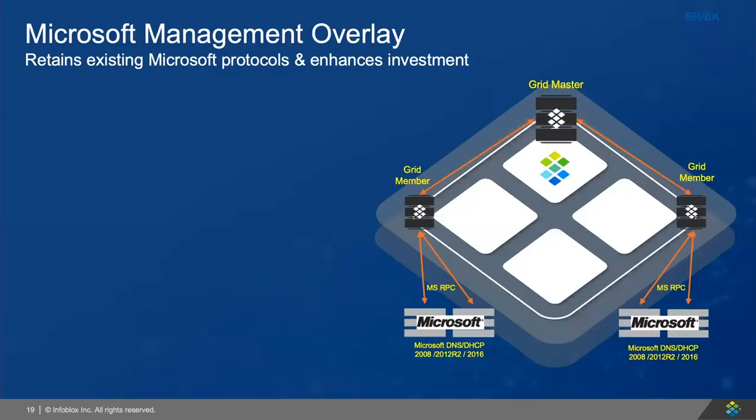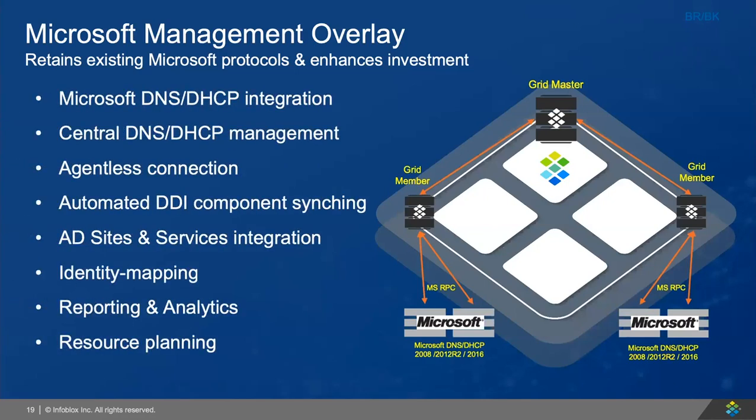We are now going to jump into a quick overview of Microsoft management, and really this is a key advantage, especially for a lot of teams that still want to keep their Microsoft protocols. It really builds the value of your investment. So we have a deep DNS, DHCP integration with Microsoft. It gives you that central management capability. One of the key advantages is an agentless connection, so that you don't really have to have extra overhead or performance impacts on your protocols.